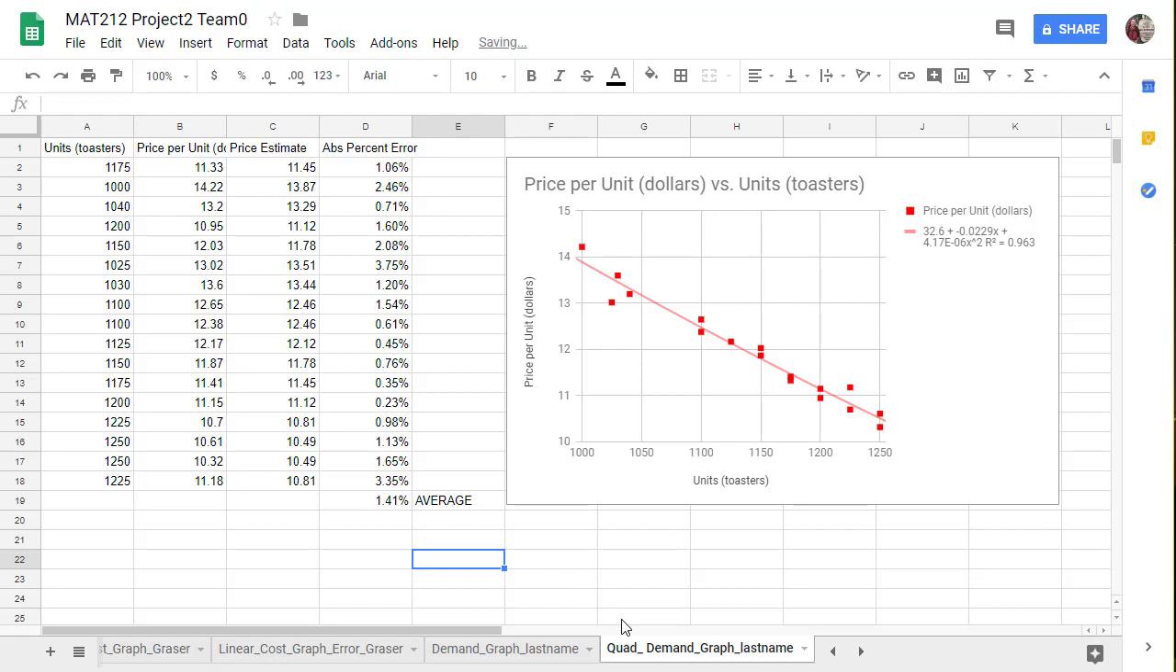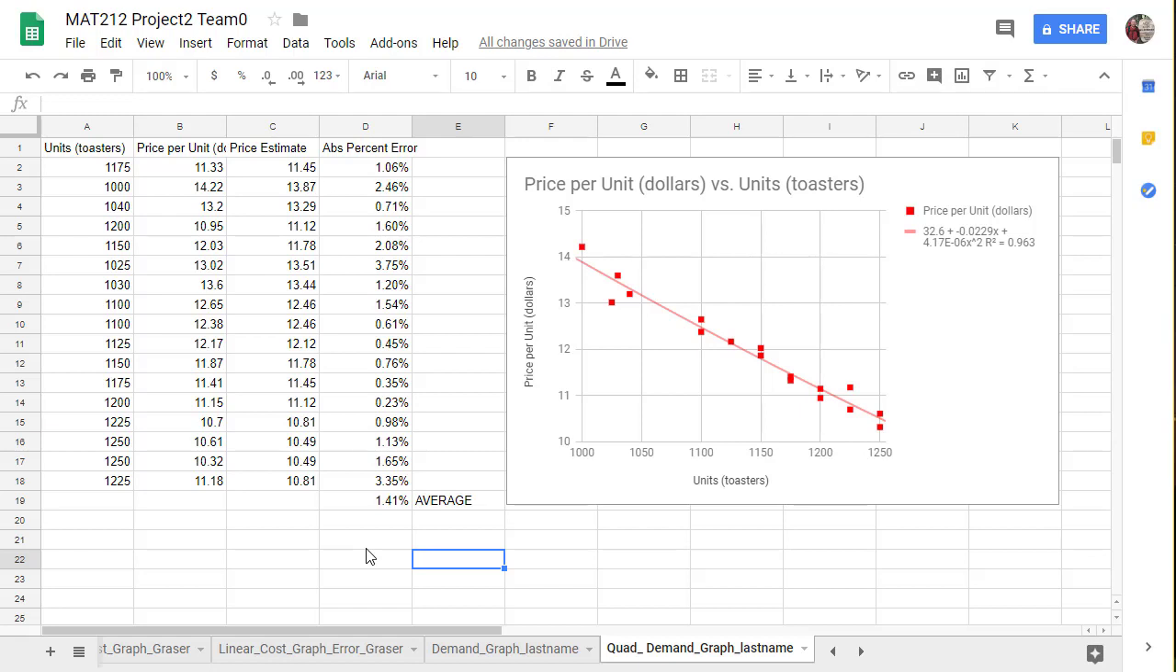So if you were to compare the linear demand to the quadratic, and if the linear had a lower number here, you'd probably choose the linear as the one you want to move forward with on the project. So what I expect to see for this one is when we're done, that each one of you, if you did the linear cost graph, you're going to do the linear cost graph error. And if you did the quad demand graph, you're going to do the quad demand graph error. So I'll see 4 more sheets here with the error for each one of the models that you did.